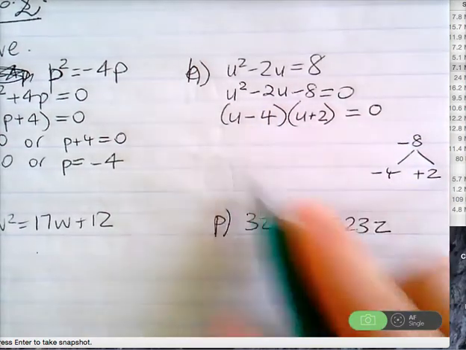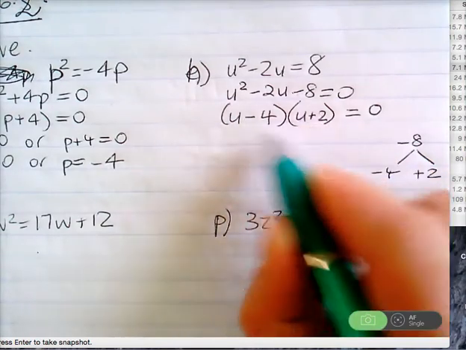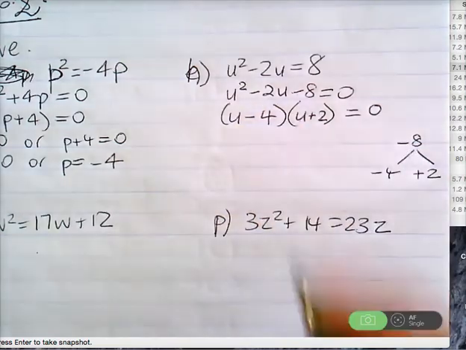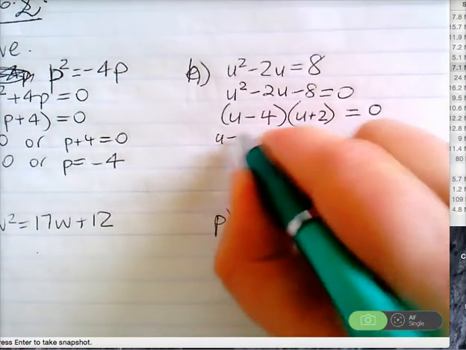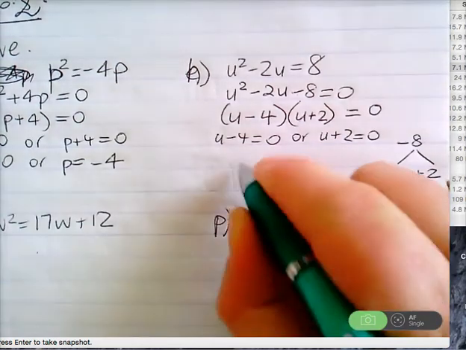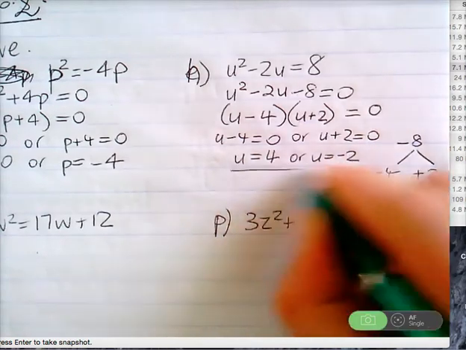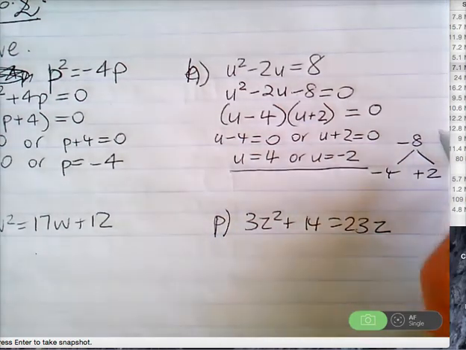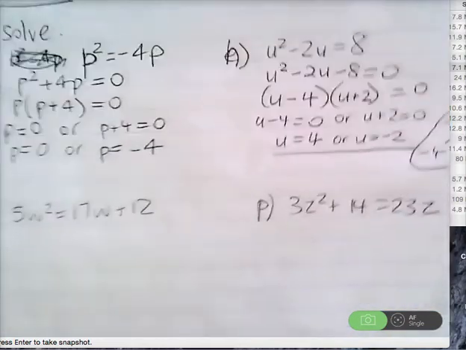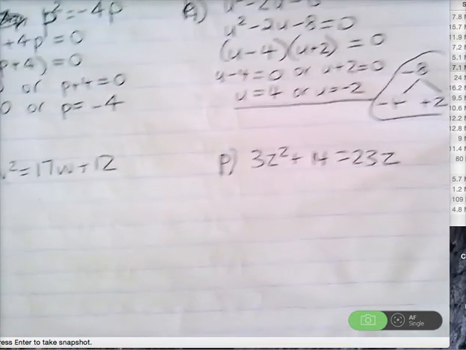So therefore, u minus 4, u plus 2 equals 0. And just check: u squared plus 2u minus 4u minus 8 gives you u squared minus 2u minus 8. So therefore, u minus 4 is 0, or u plus 2 is 0. Therefore, u is 4 or u is negative 2. Okay? You got that, girls? All right, next one.